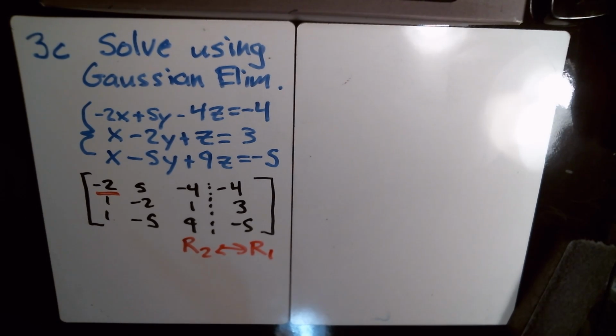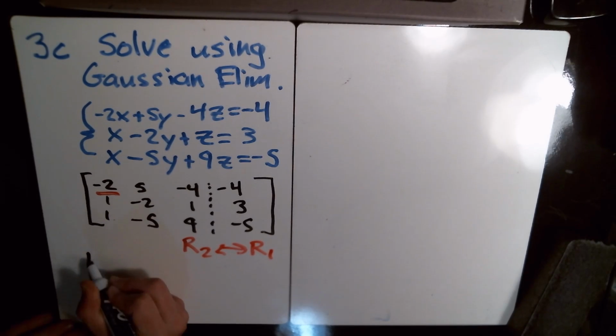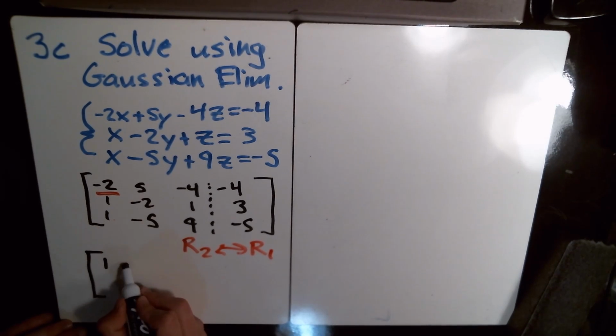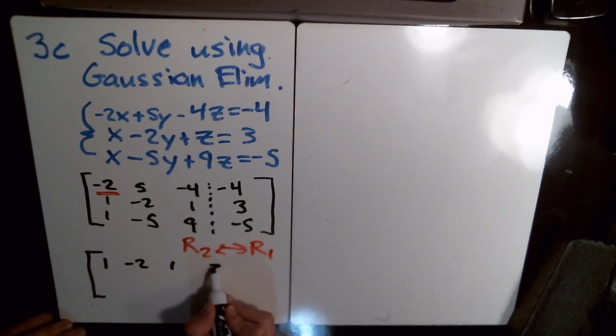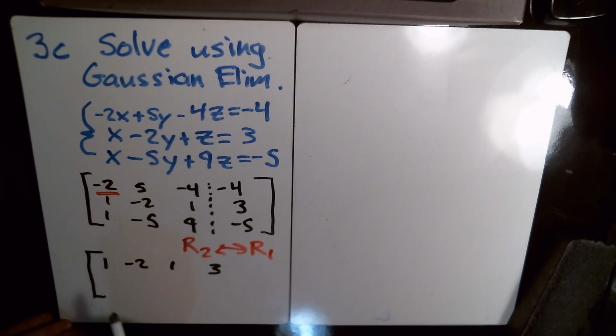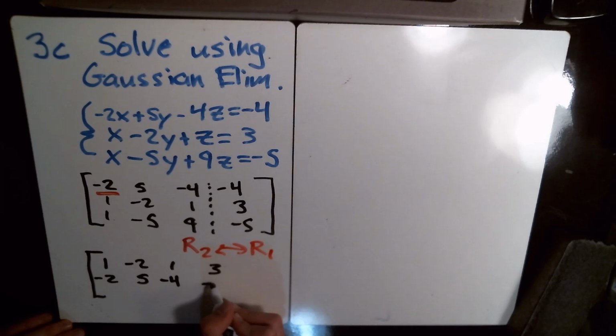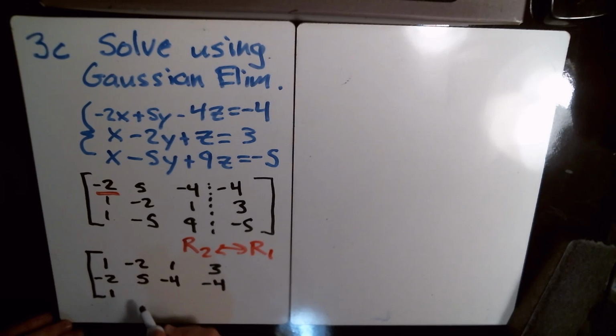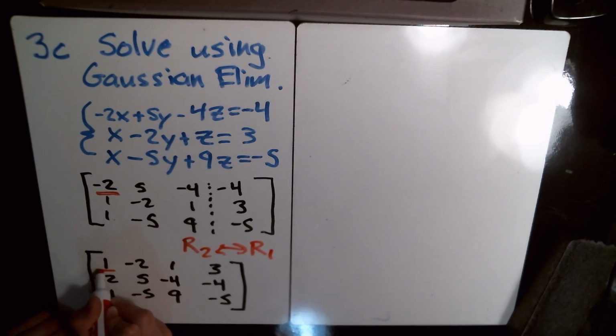Okay, so what do we got here? 1, -2, 1, 3, and then -2, 5, -4, -4, and then 1, -5, 9, -5. Okay, there we go. So we switched those rows, so now I have a 1 in this position.